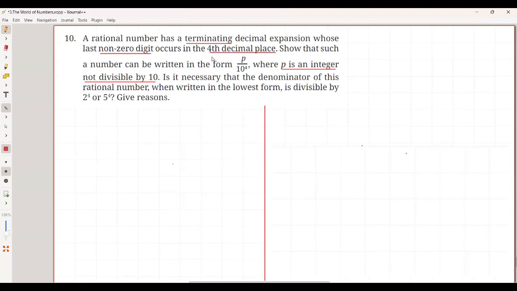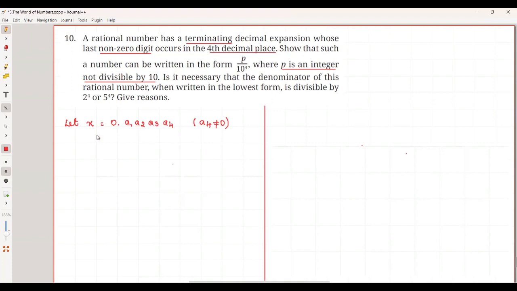So we have to take the 4 decimal part and say that it can be written in the form of p by 10 power 4. We don't know what number it's going to be. So I am going to choose let x is equal to 0 point A1, A2, A3, A4. There are 4 decimal places. The condition is that the last digit A4 should not be equal to 0.